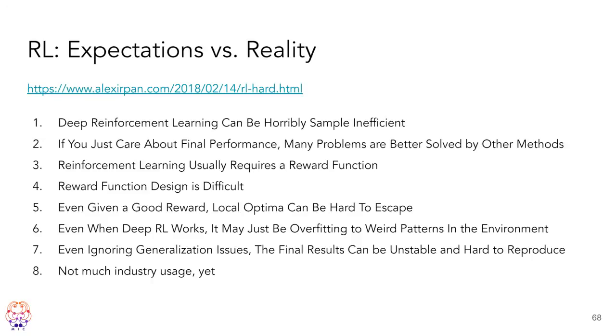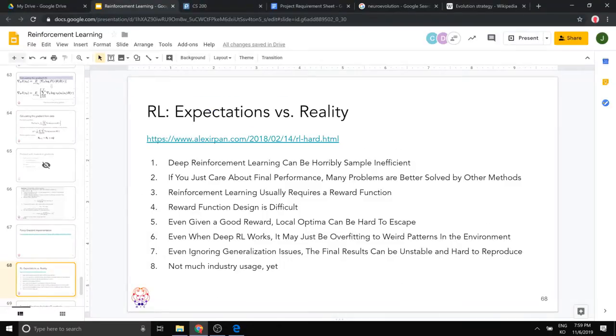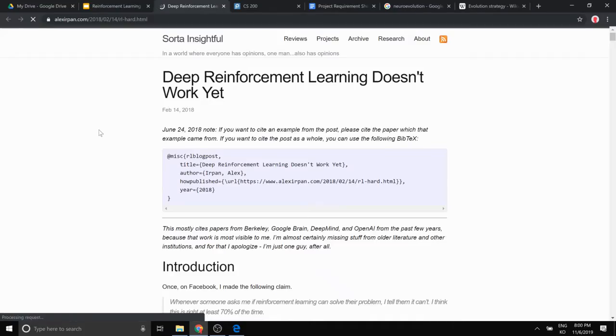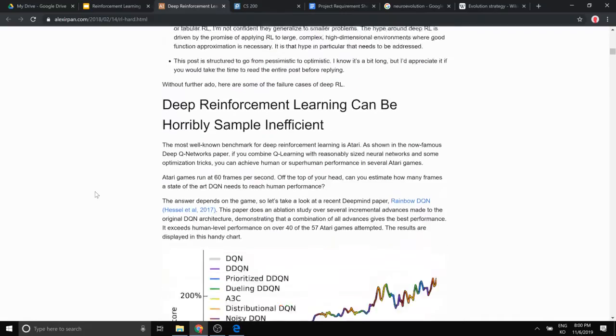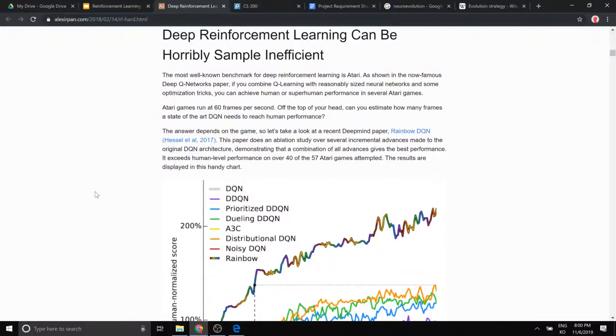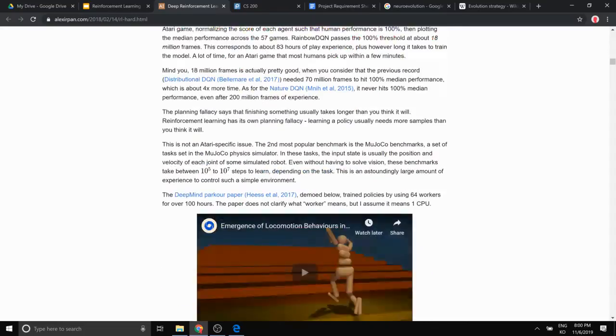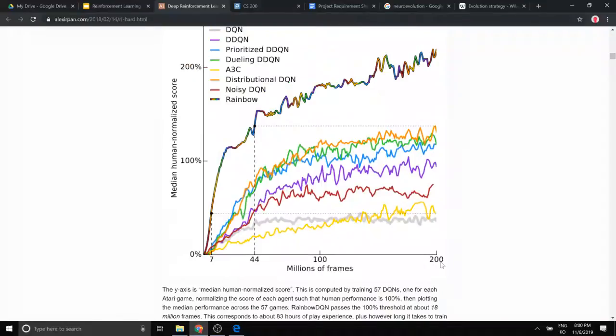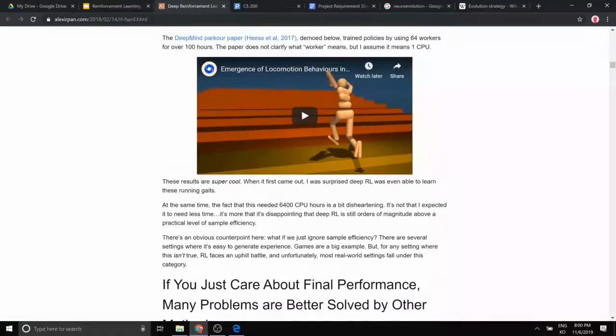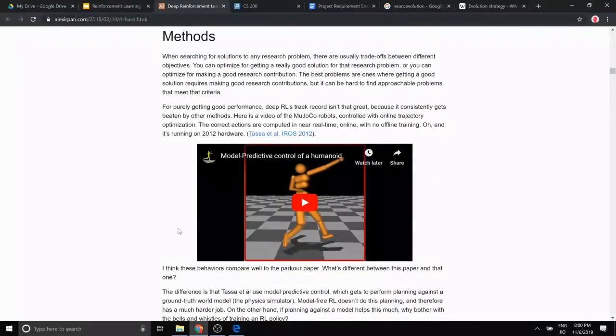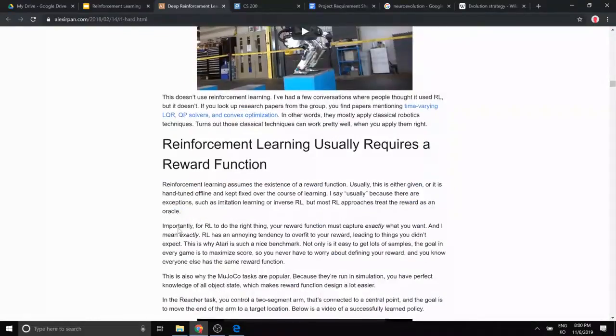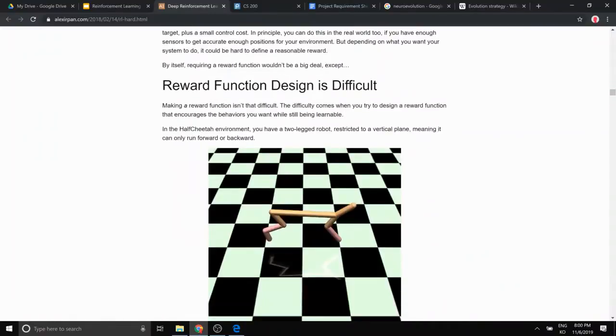There are a lot of problems in deep reinforcement learning that you need to hurdle in order to do something novel. Here's a good article that tells you a lot of these problems. For example, it can be sample inefficient. You can see there are millions of frames involved, sometimes billions, and there might be behavior that you don't necessarily want.